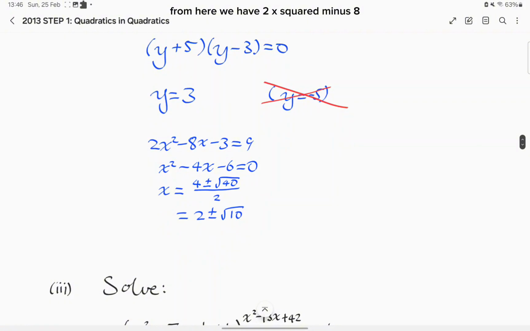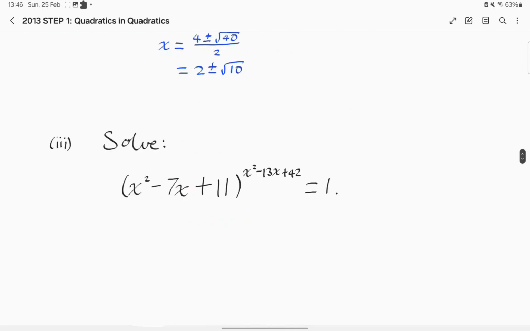From here, we have 2x squared minus 8x minus 3 equals y squared, which is 9. We therefore have x squared minus 4x minus 6 equals 0, and so x equals 4 plus or minus root 40 over 2. Notice that x doesn't have any limits on whether or not it can be greater or less than 0. We therefore have x equals 2 plus or minus root 10. Now let's move on to the bonus question.